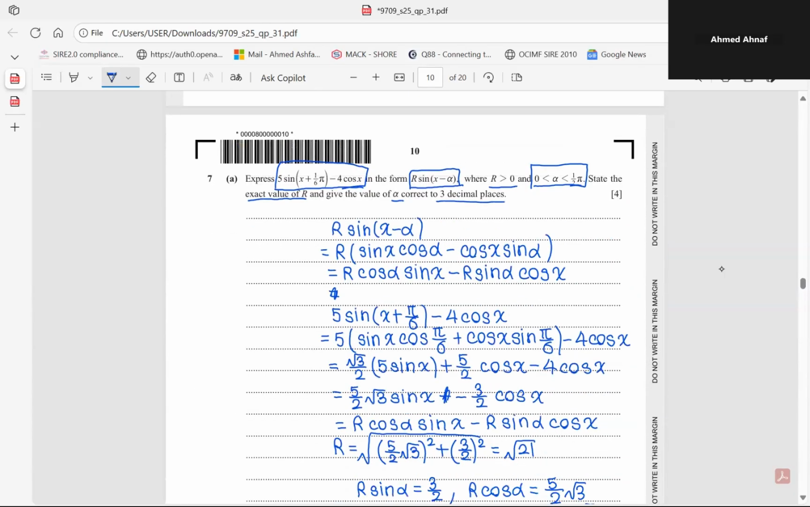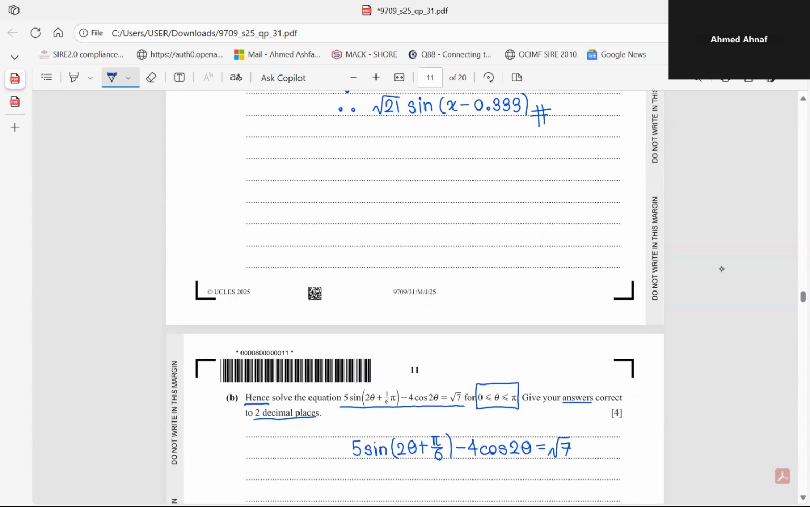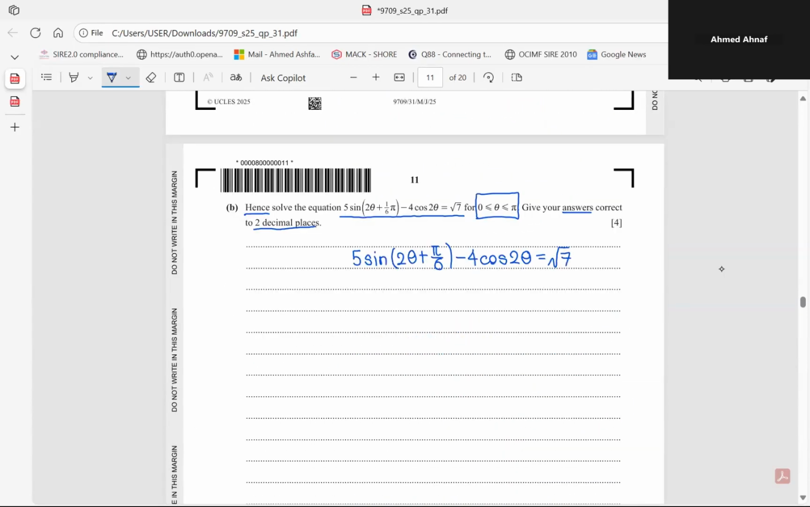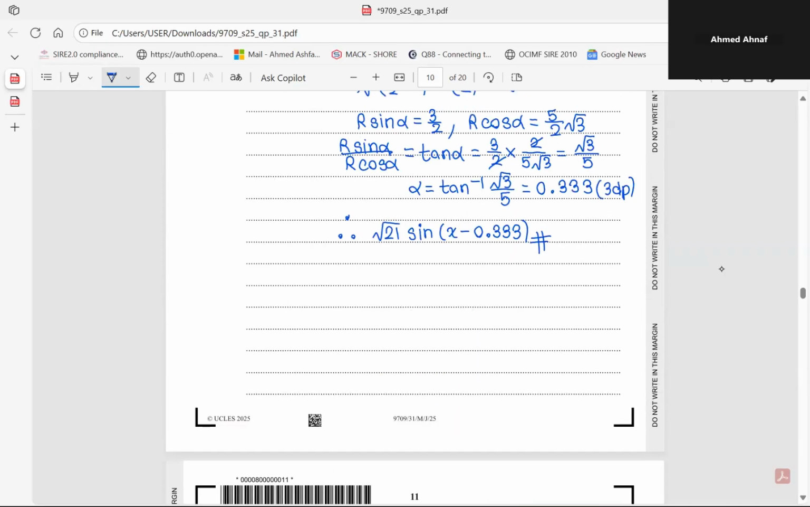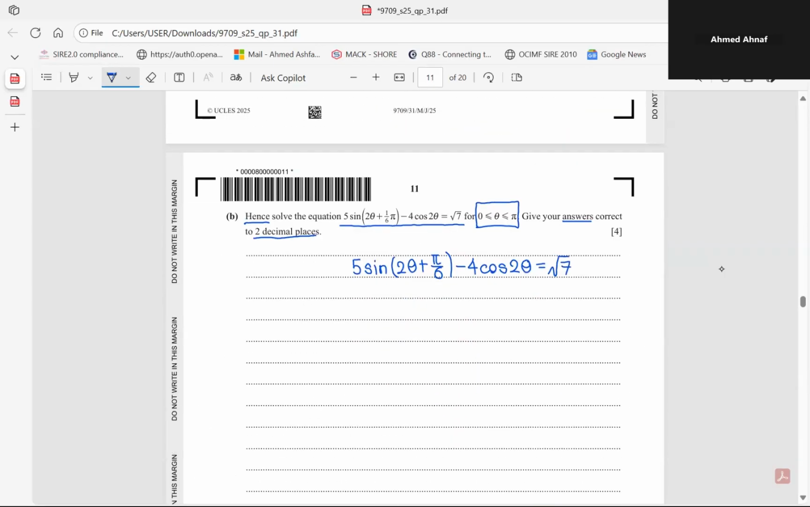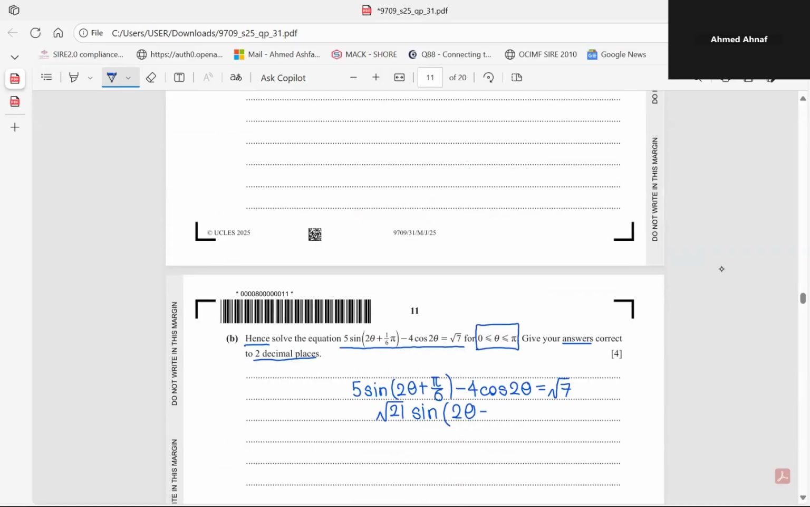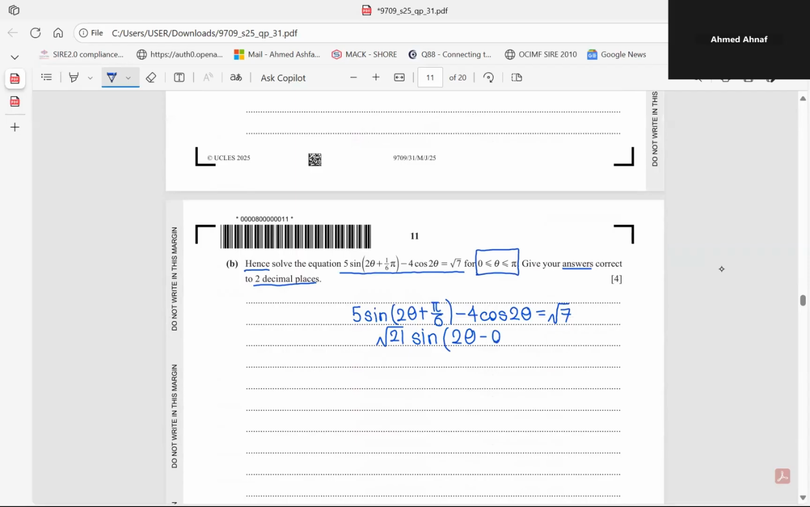As you can see, the coefficients are the same, 5 and minus 4. The only difference is that instead of x, we have 2θ. So we can actually use the result that we obtained here and use it to solve this equation: √21 sin(2θ − 0.333) = √7.